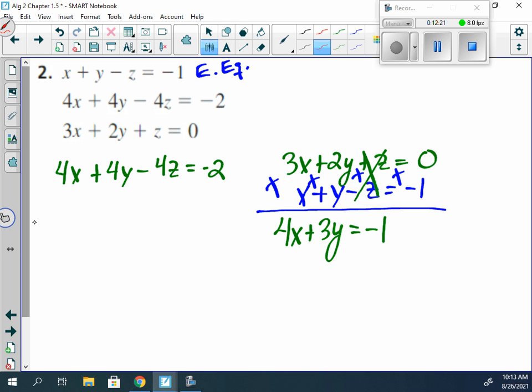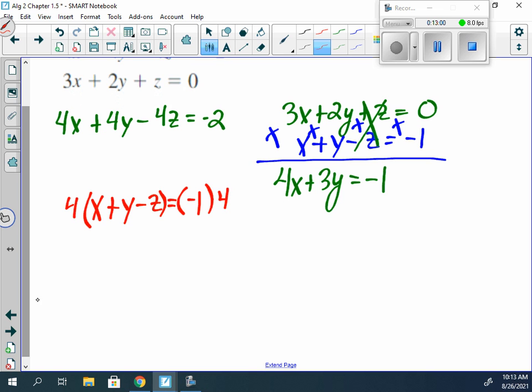Okay. Now we do have to do some manipulating with the Eliminator equation because the z's are not the same. Now again, like I said yesterday, I'm going to write it below it because I don't have space to write it out to the side. For y'all, I would write it out to the side. So our x plus y minus z equals negative 1. So what do we need to multiply the entire equation by to get the z's to be the same? 4. We need to multiply both sides by 4.